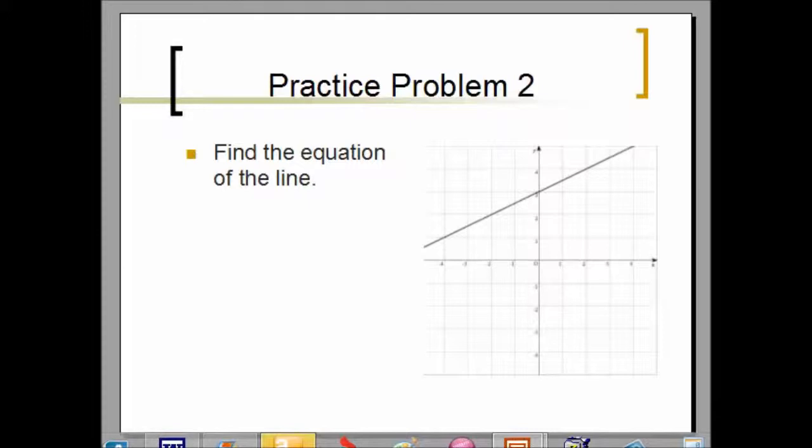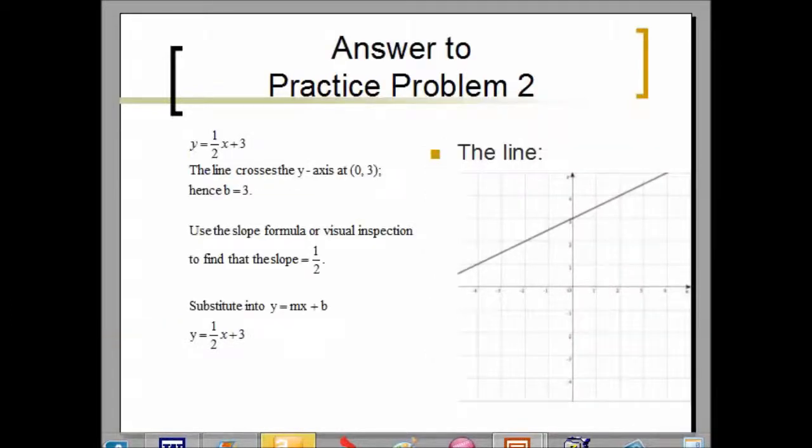Practice problem 2. Find the equation of the line. The answer to practice problem 2 is y equals 1/2 x plus 3. The line crosses the y-axis at 0, 3, hence b equals 3. Use the slope formula or visual inspection to find that the slope is 1/2. Substitute into y equals mx plus b. We get y equals 1/2 x plus 3.